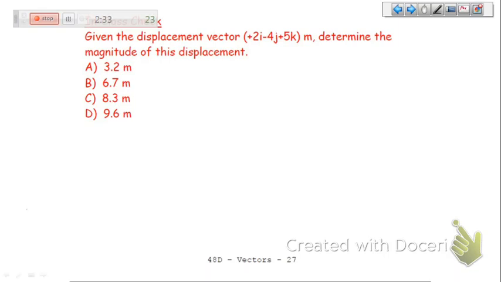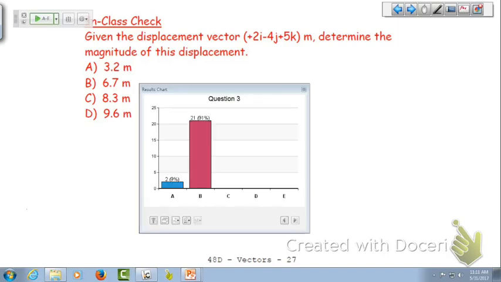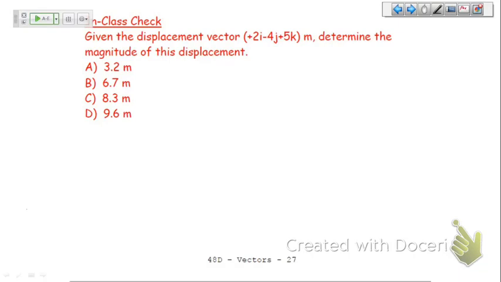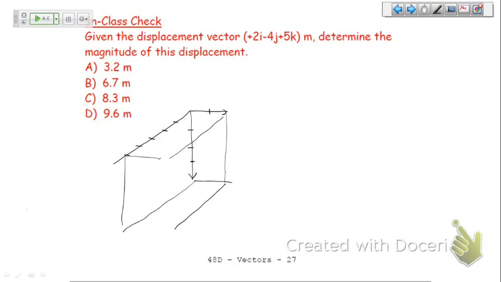So we're back, and let's just stop this, and let's see what people were saying. Mainly B, and let's have a look. How did we get that? What we said was, let's just visualize a little bit. So there's my 2, there's my 4J, and so if I do my 3-dimensional stuff, what I'm doing is I'm finding the length of a vector that goes from there down to that corner. So I'm trying to find that length.